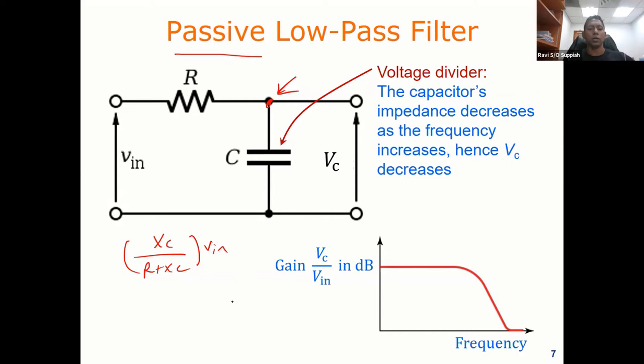So XC, we know, is 1 over 2 pi FC. When your frequency goes up, like what you all mentioned today in the presentations, your XC will go down. So this pathway here behaves more and more like a short circuit. So the voltage that is seen at this point over here, VC, will become smaller and smaller as your frequency goes up. That is the basic design of a low pass filter, and your frequency response curve will look something like this.